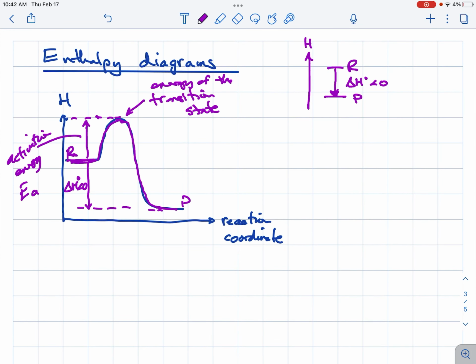Okay, so one quick note, these diagrams have this goofy reaction coordinate x-axis. Don't worry too much about what it is. Just think of it as progress of the reaction, right? In other words, you're starting out in reactants over here, and over time you're going towards things turning into products, all right? So don't stress too much about that axis.